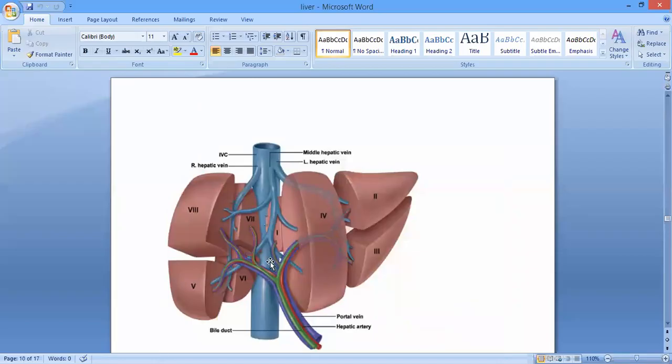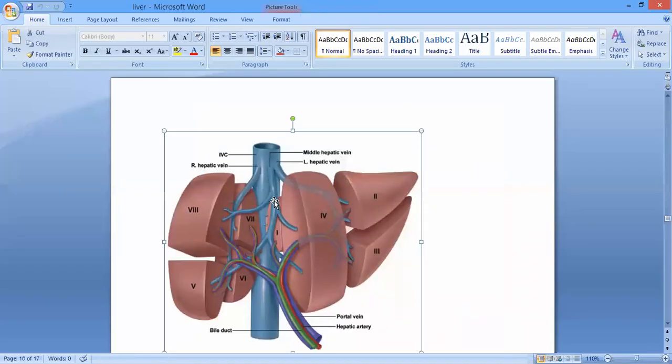ये आपका मेन पोर्टल फिशर जो कि राइट एंड लेफ्ट हाफ में डिवाइड कर रहा है, राइट. और इसमें आप कौन सी वेन रन कर रही है? The middle hepatic vein. So the middle hepatic vein, it is going to mark the presence of the main portal fissure which is going to divide the liver into the right and the left half. यहां तक बात क्लियर है?